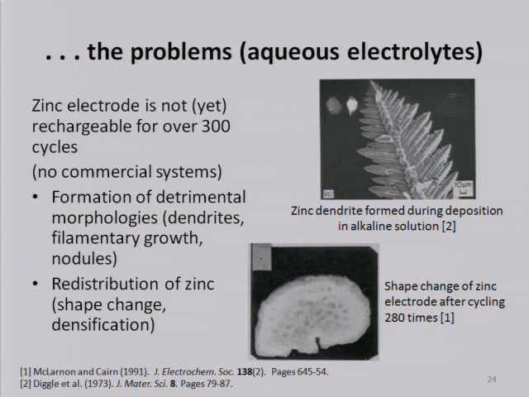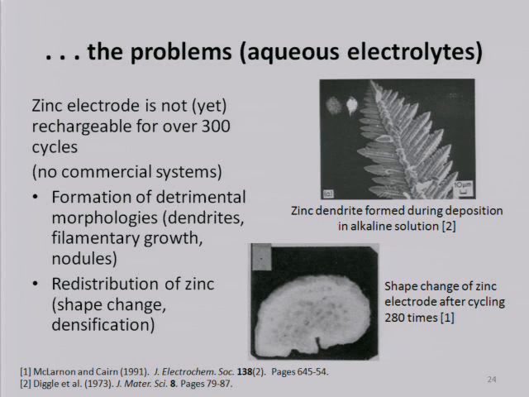Zinc is notorious as an electrode for being unsuitable. And it's unsuitable for two reasons. One is that it forms these ugly things called dendrites. So this is like a fern, if you will, but unfortunately it's rigid. And as you'll see in a few moments, if these things grow in your battery, then you have serious problems. And so there are no commercial rechargeable systems using zinc at the moment.